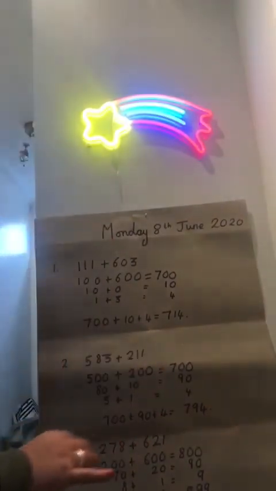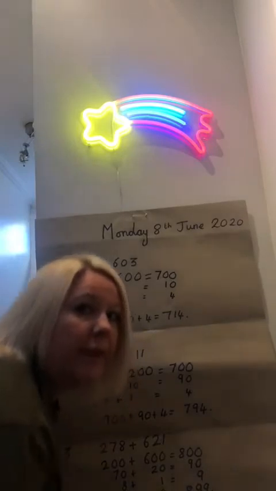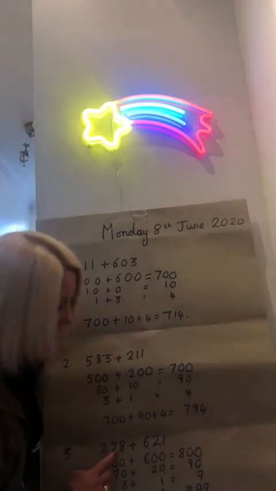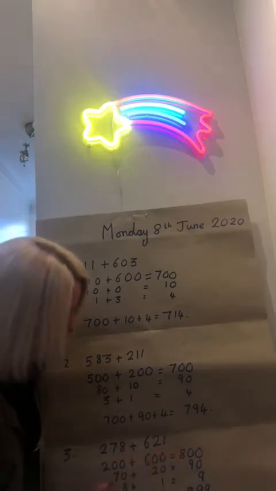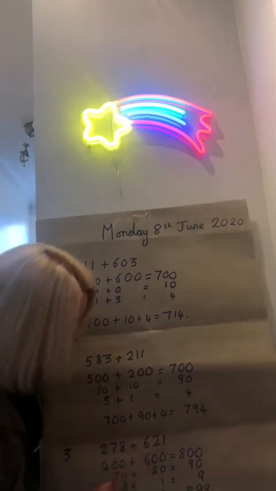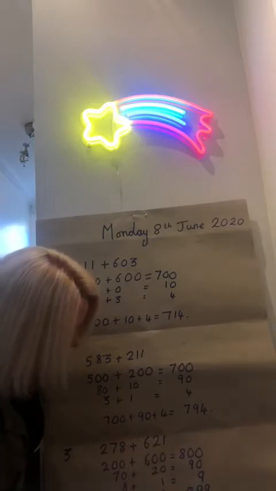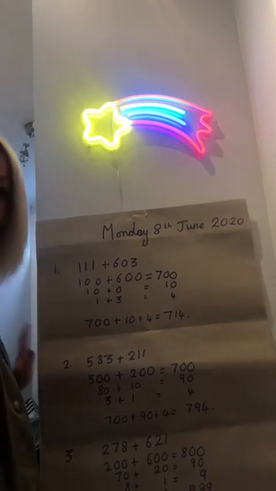The last one, I'm not sure you can see, but I will see if I can explain it anyway. Oh, you definitely can't see me down there, can you? So 278 add 621, so 200 add 600 equals 800. Then again it's the tens column, so 70 add 20 equals 90, and then 8 add 1 equals 9, so 890 add 9 equals 899.